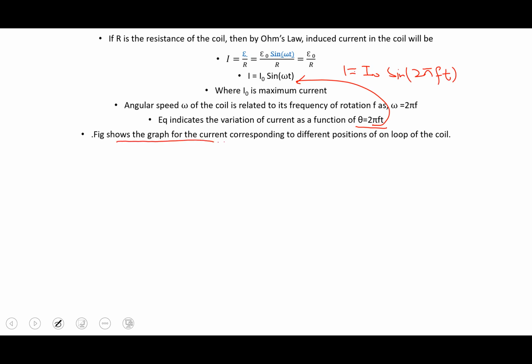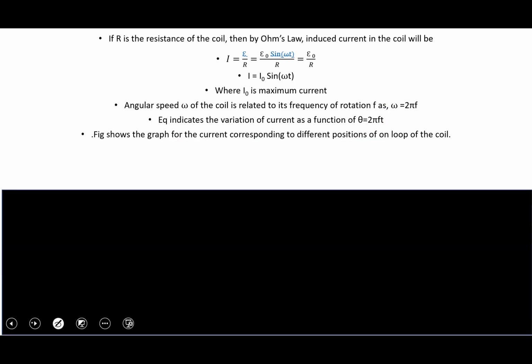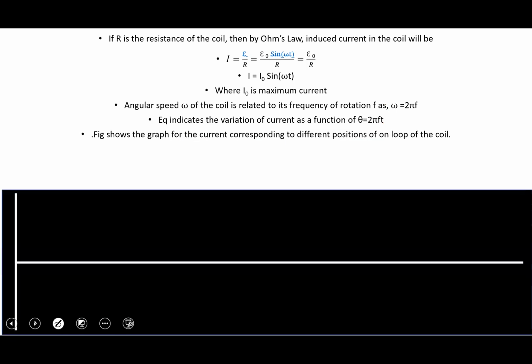The figure shows the graph of the current corresponding to different positions of the loop. Let's show the different conditions of the loop over here. So here is the graph with respect to time. Time is on the x-axis, and this is zero current, and this is the maximum current, which is represented by I naught over here.